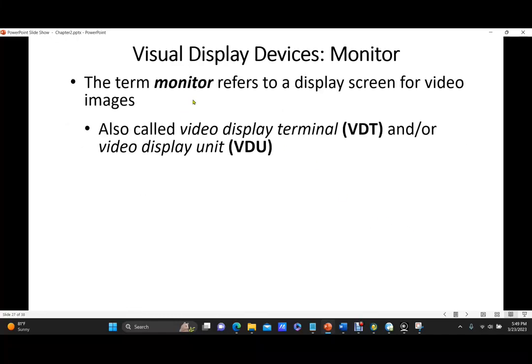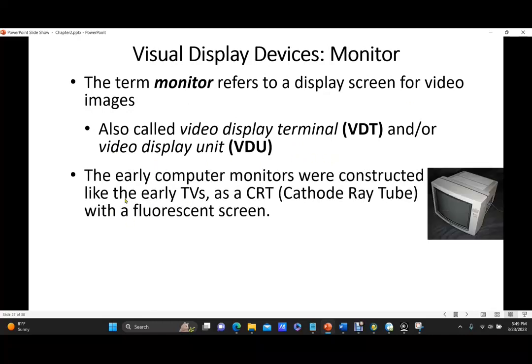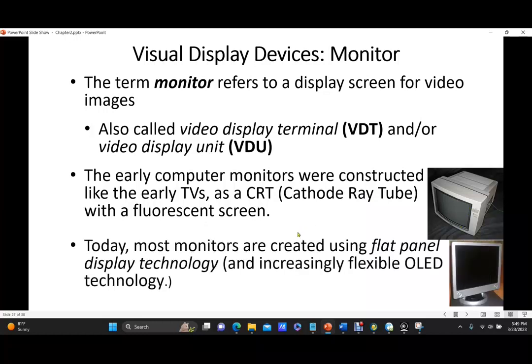The term monitor refers to a display screen for video images, also referred to as video display terminals, video display units. The earliest computer monitors were constructed like the early TVs, cathode ray tubes with fluorescent screens. Today, most monitors use flat panel display technology, and flexible OLED technology is becoming more and more common.